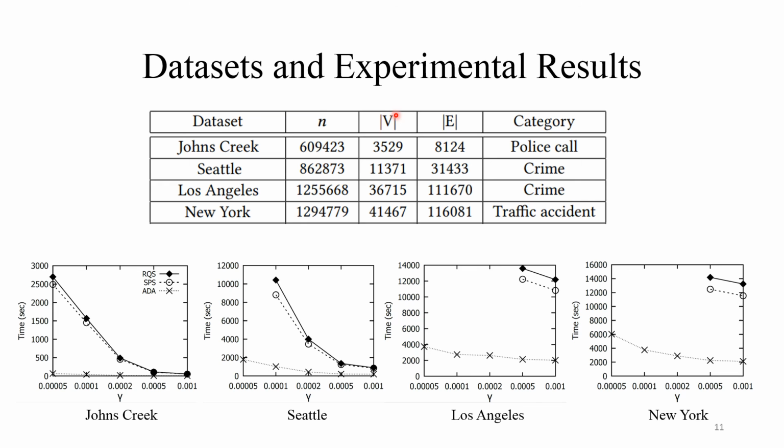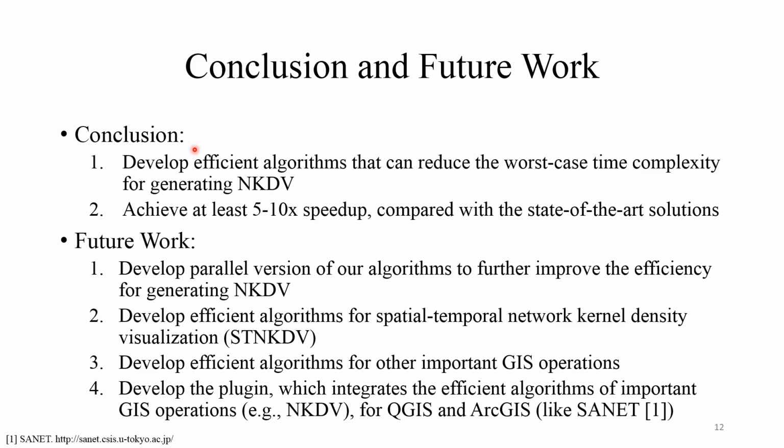In our experimental studies, we have utilized 4 large-scale datasets for testing. Here, since our method ADA is theoretically faster than the state-of-the-art solutions, ADA can significantly improve the efficiency for generating NKDV compared with the state-of-the-art solutions, ArcGIS and SPS. To conclude, we developed efficient algorithms that can reduce the worst-case time complexity for generating NKDV, and our methods achieve at least 5 to 10x speedup compared with the state-of-the-art solutions. These are 4 future directions that we plan to work on. If you have any questions, please ask us.